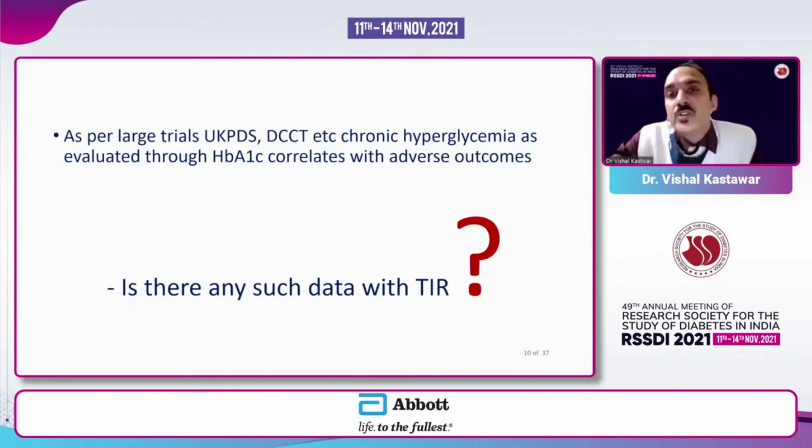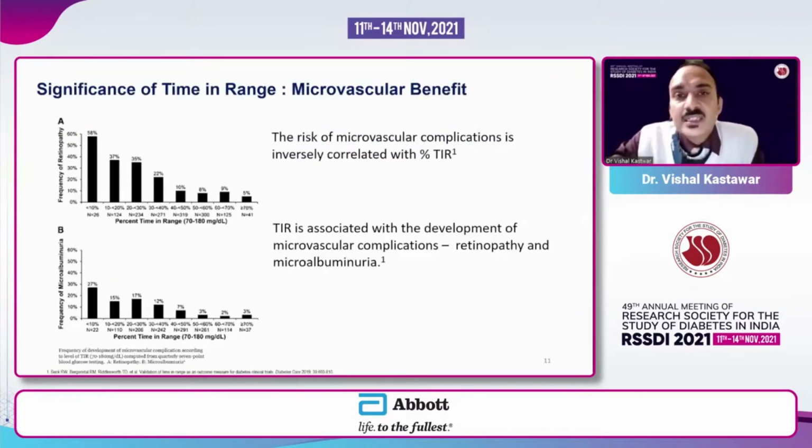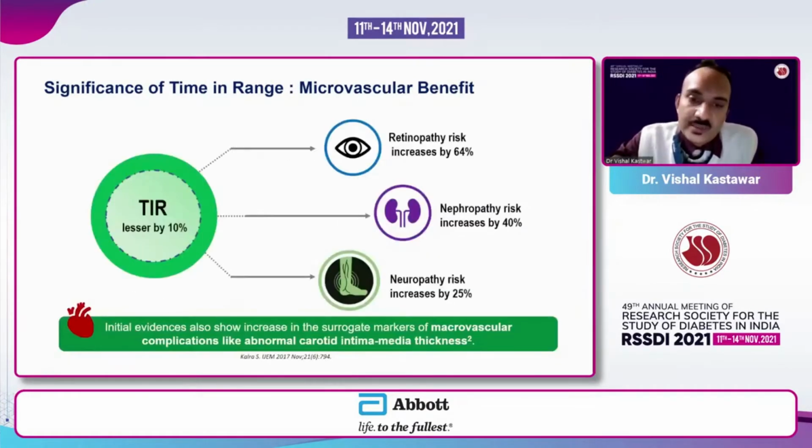But time in range is a short duration concept. HbA1c is a duration of 60 to 90 days, but time in range is for a duration of just around 10 to 14 days. So is there any data with time in range? And yes, there is. This slide has already been shown by Dr. Jyotidev, in which Beck et al. have clearly found that time in range correlates adversely with microvascular complications. The lower the time in range, the higher the microvascular complications. The lower the time in range, the higher is the incidence of retinopathy and microalbuminuria.